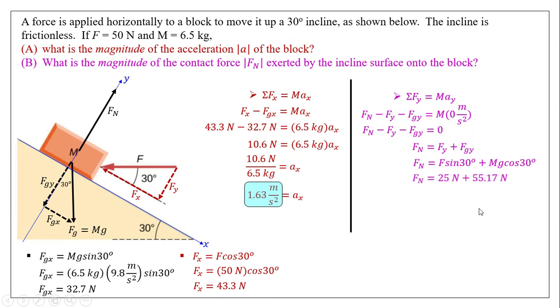All right, so here, if you plug in F as being 50 because it said so, sine of 30 is a half, half of 50 is 25, then 6.5 times 9.8 times cosine of 30 will give you about 55.17 in your calculator. If you add those two values up, it tells you that F_n is equal to about 80.17 newtons. Okay, and that is the magnitude. Both A and B ask for magnitude, so I will leave it as that. And that is it for this one.